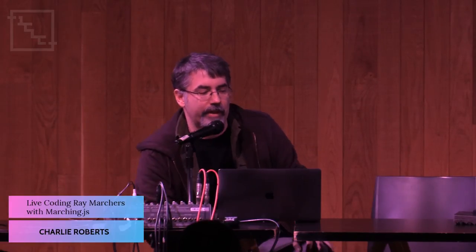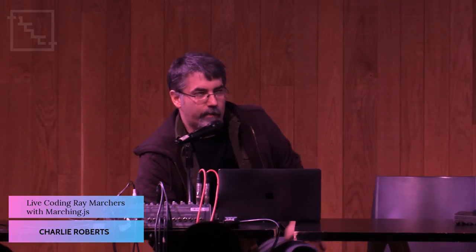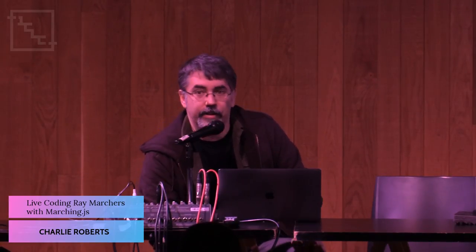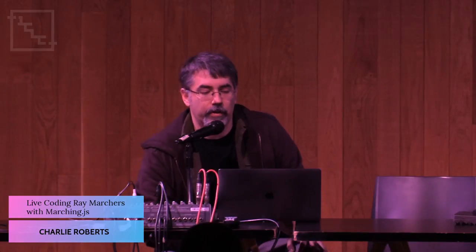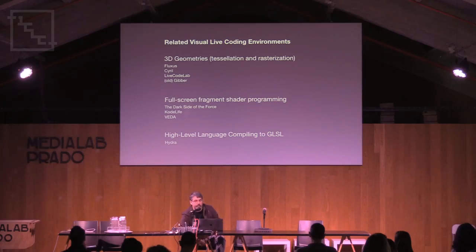So first, just to show some of the related visual live coding environments. This is, of course, not a comprehensive list, but just some of the ones that make sense to talk about in this context. Marching.js fundamentally displays 3D geometries and does volume rendering. Some related libraries also do 3D geometries, but they use a different rendering technique, which I'll talk about momentarily: tessellation and rasterization.